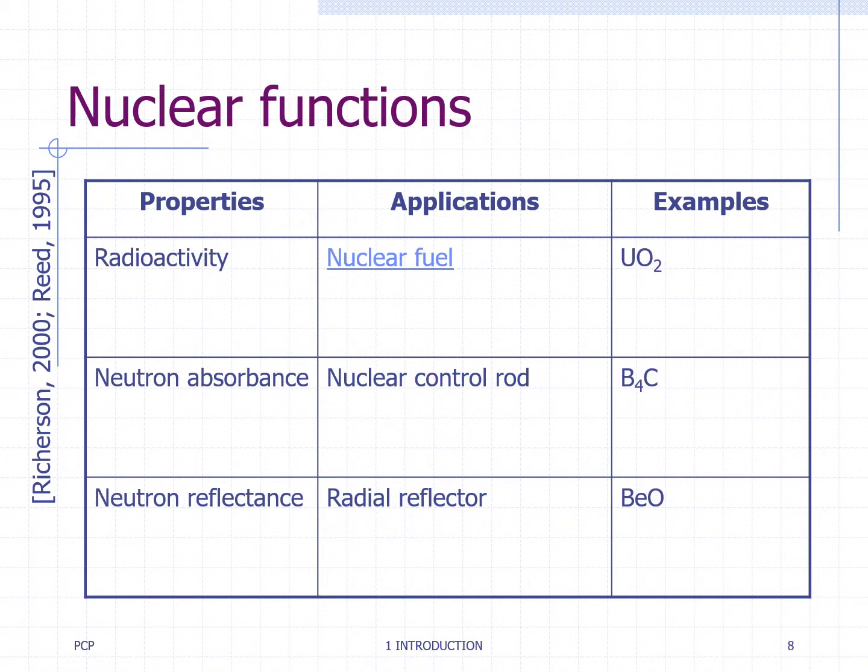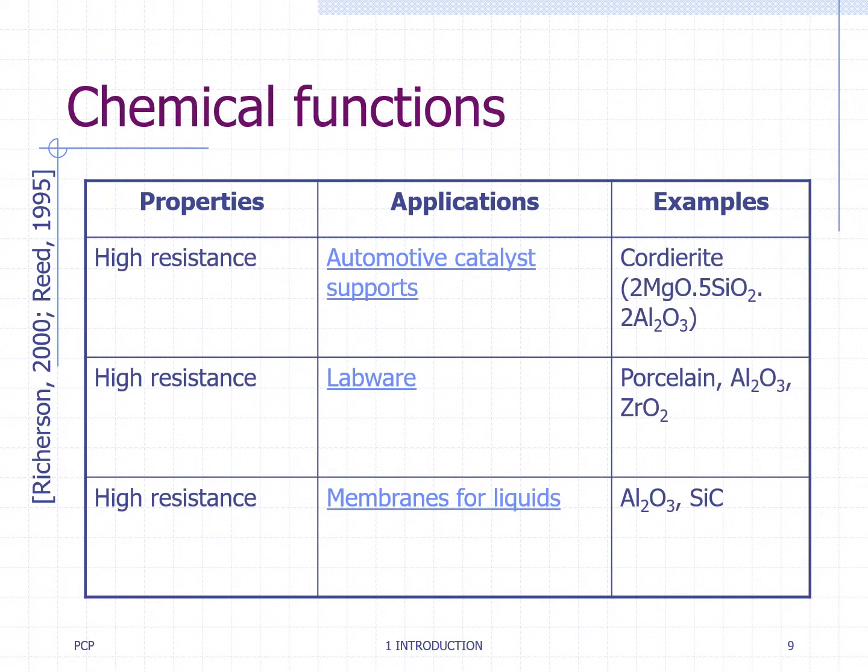Nuclear or atomic energy plants rely on many parts that are made of ceramic materials, as fuel pellets of uranium dioxide and neutron absorbance or reflectance parts, respectively, of boron carbide and beryllium oxide. Ceramics are important in many chemical processes due to their corrosion resistance as well as their inertness at higher temperatures. They can be found as cordierite catalyst supports, as porcelain labware, or membranes for water and wastewater separation, made of alumina or silicon carbide.